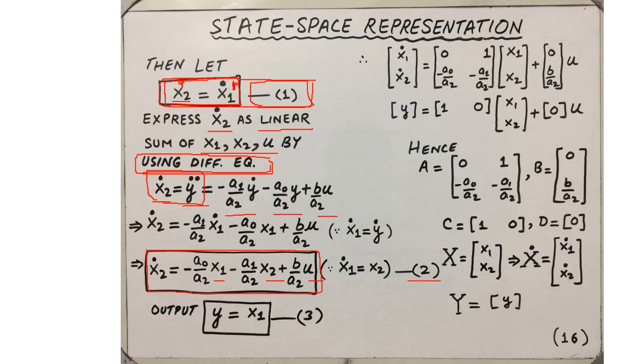The third state space equation should relate the output with the linear sum of the state variables and the input. And we know already that the output has been set equal to a state variable. So y equals x1 is the third equation. So now we have all the equations to completely describe the state space representation, and we can further represent that in the matrix form as shown here.